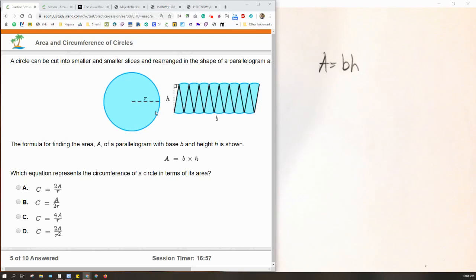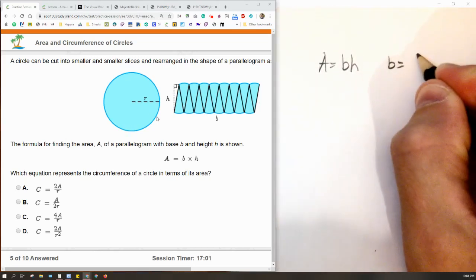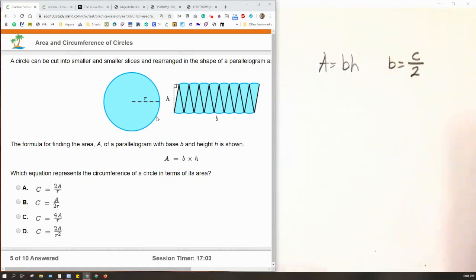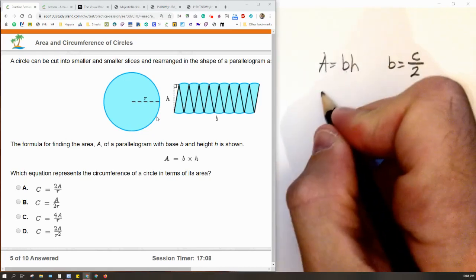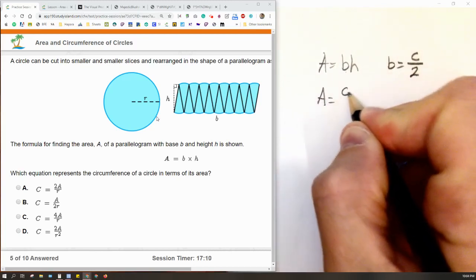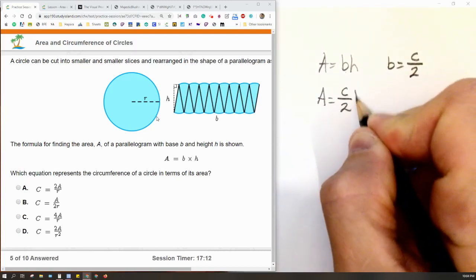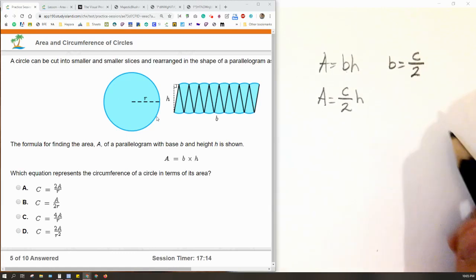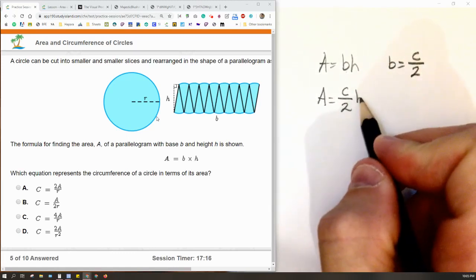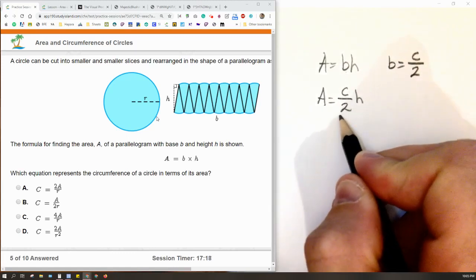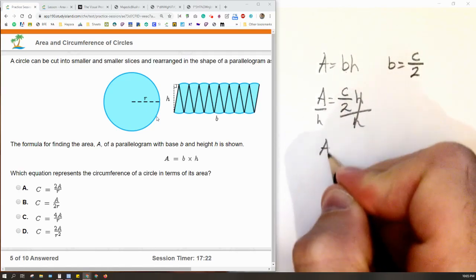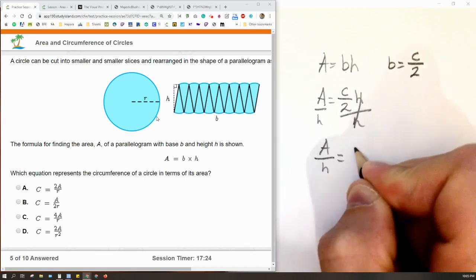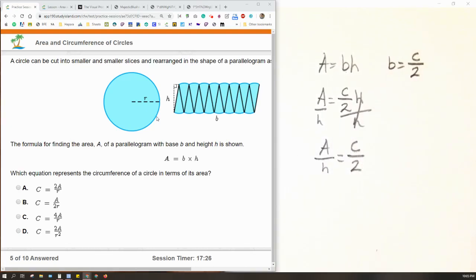But the base is, again, half the circumference. So if the base is equal to half the circumference, that's circumference divided by 2. So instead of base, I'm going to write circumference divided by 2. So the area equals the circumference divided by 2 times the height. So let's solve for C. Let's divide by the height on both sides. Divide by height, divide by height. So the area divided by the height is equal to the circumference divided by 2.